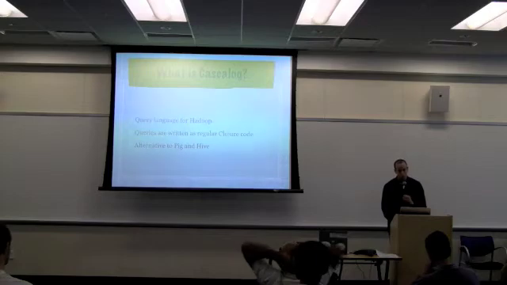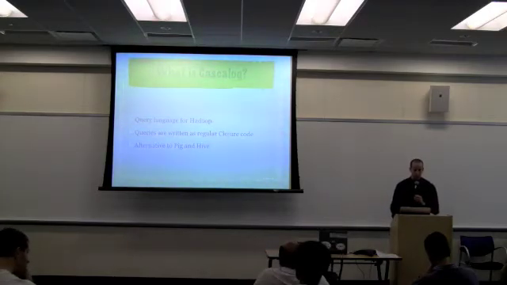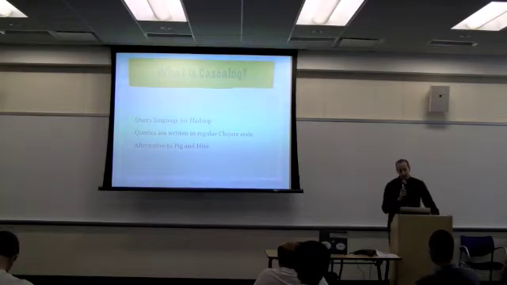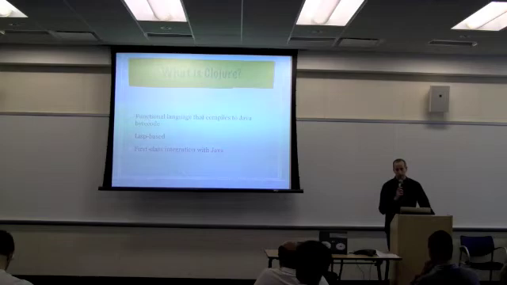So Cascalog is a query language for Hadoop. It's an alternative to Pig and Hive, and the main interesting thing about Cascalog is that queries are written in a general purpose programming language called Clojure. For those of you that don't know, Clojure is a functional programming language, relatively new. It's Lisp-based, and it has first-class integration with Java.